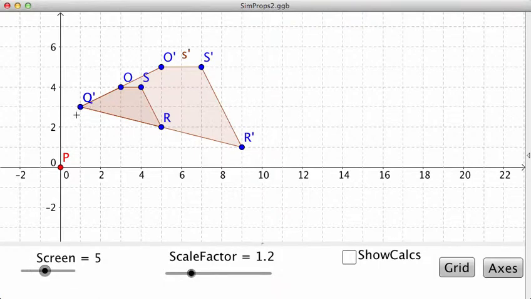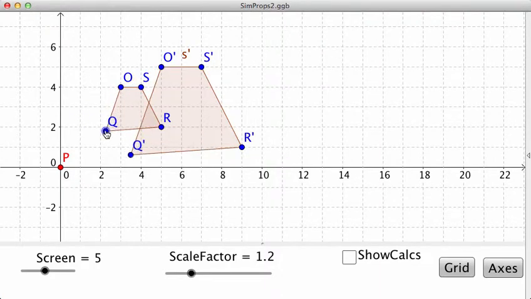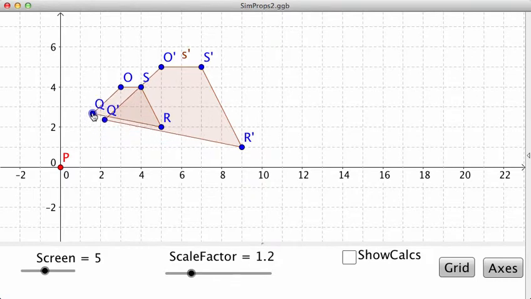Now you can also see that we could take another figure, let's say a quadrilateral, and in this case we've changed the center of dilation, and so in order to find that center of dilation we can move Q and Q prime around until they're on the same spot. So you can see that when the center of dilation is one of the vertices of the figure, then the one figure will be completely contained inside the other figure.